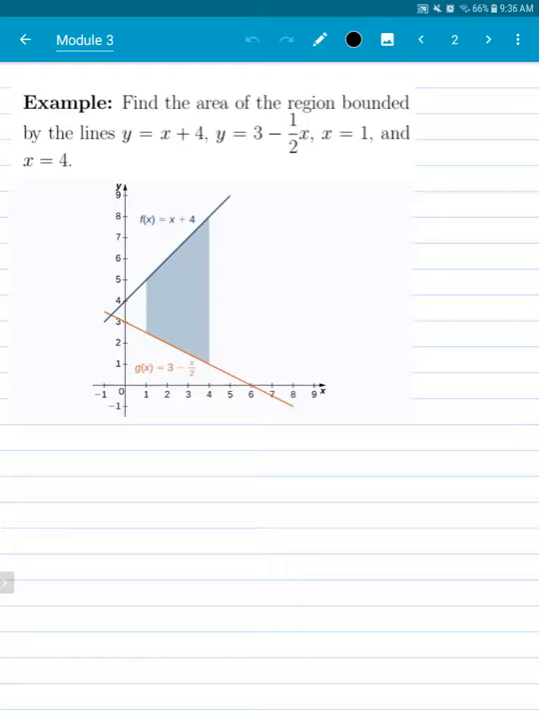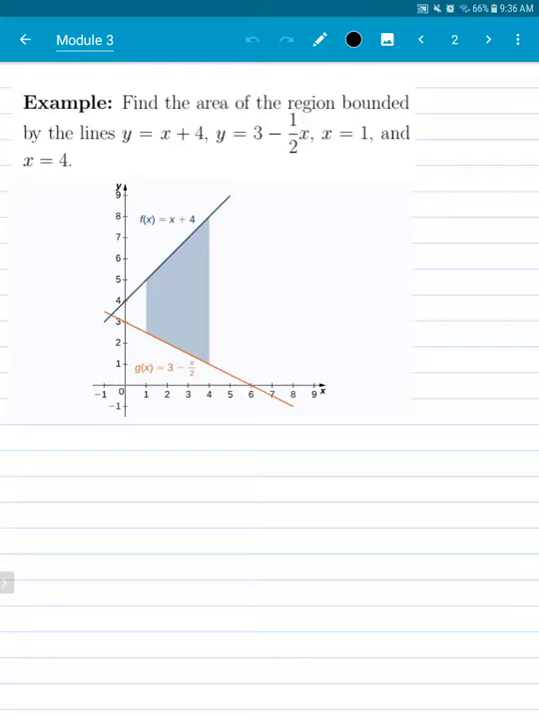We want to find the area of that region, again bounded by x equals 1 and x equals 4, between the two lines, x plus 4 and 3 minus x over 2. If you've studied the material, you know how to get the area. You will be subtracting the lower curve from the higher curve. So our computation will go as follows.